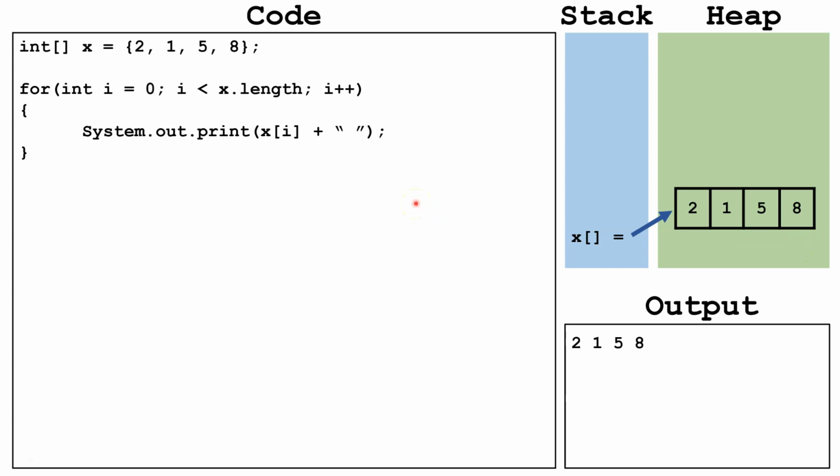Another modification we could make to this code is, instead of printing out the data, we could modify the data. So here we're taking the data inside x index i, multiplying it by 2, and taking the product and returning it back into x index i. So if we ran this code, it would go through the array and double the data inside each index.